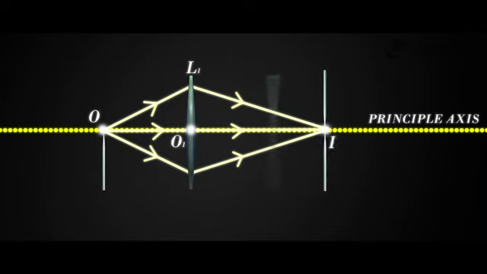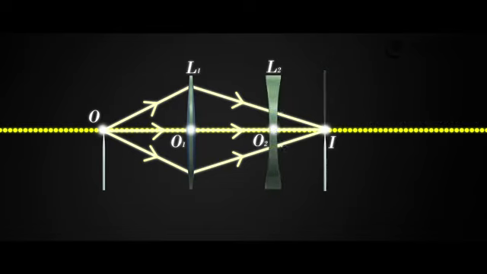Now, the concave lens L2 is placed between the convex lens L1 and the image needle I. The concave lens diverges the rays and now the image is formed at I dash. Here I is the virtual object and I dash is the real image.